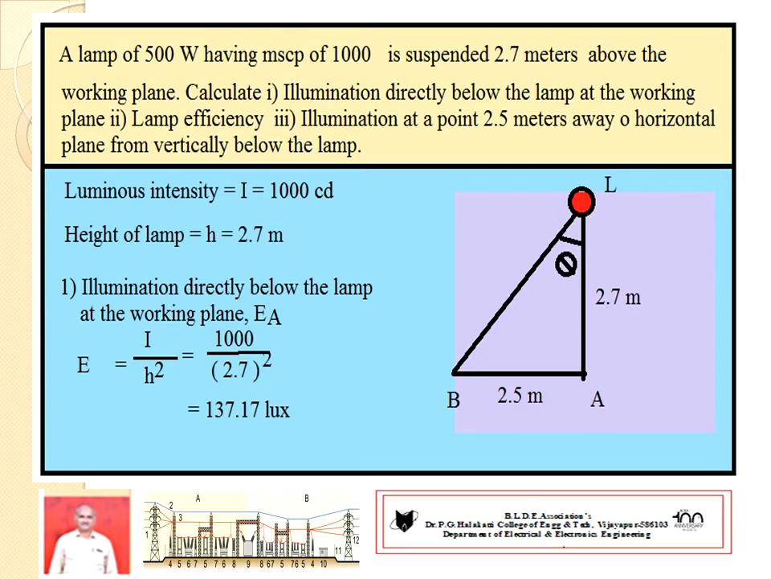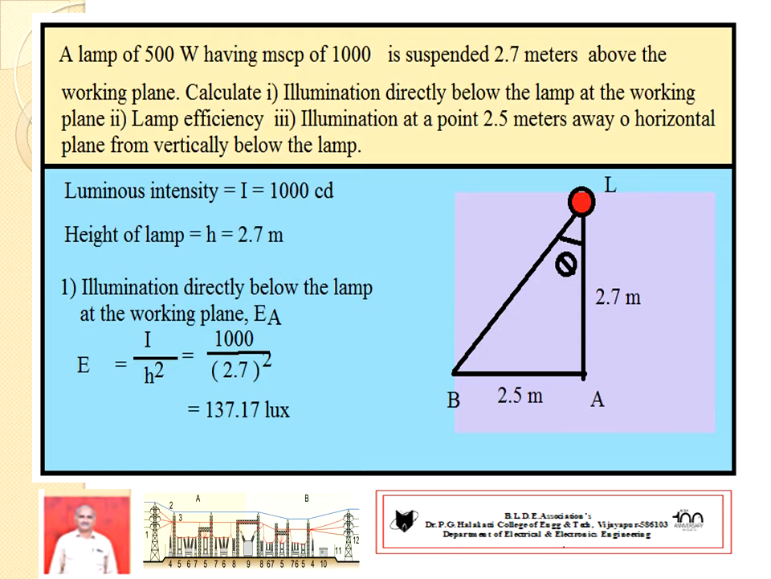A lamp of 500 watts having MSCP of 1000 is suspended 2.7 meters above the working plane. Calculate the illumination directly below the lamp at the working plane, the lamp efficiency, and the illumination at 2.5 meters away from the vertical below the lamp on the horizontal plane.